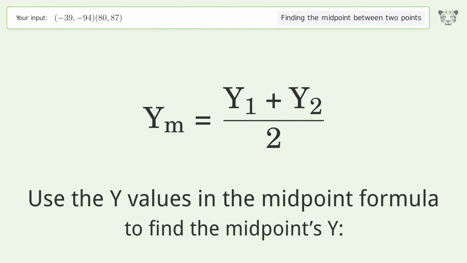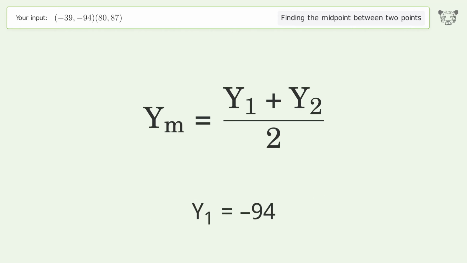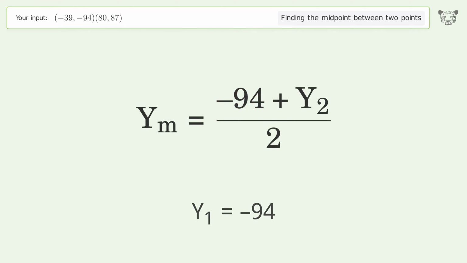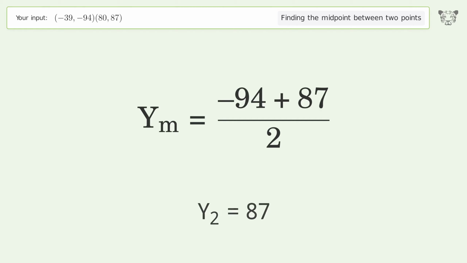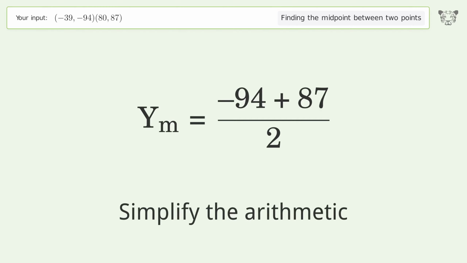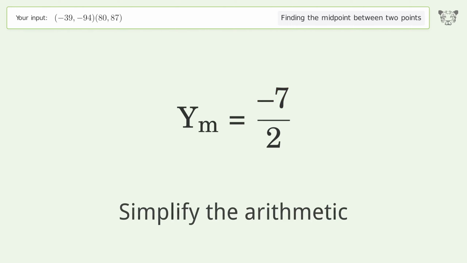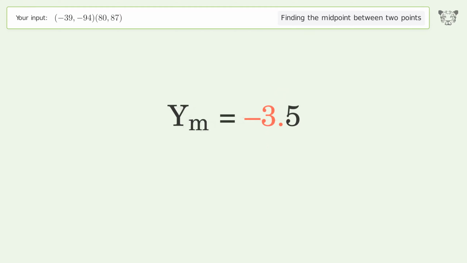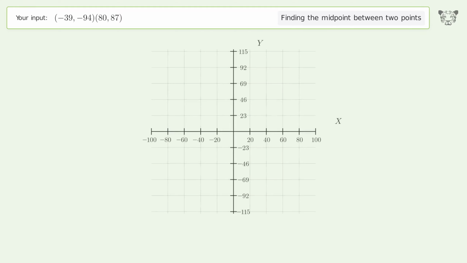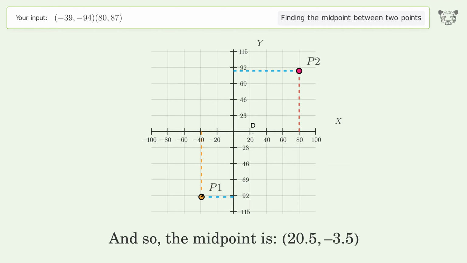Use the y values in the midpoint formula to find the midpoints y. y1 equals negative 94. y2 equals 87. Simplify the arithmetic. And so, the midpoint is 20.5, negative 3.5.